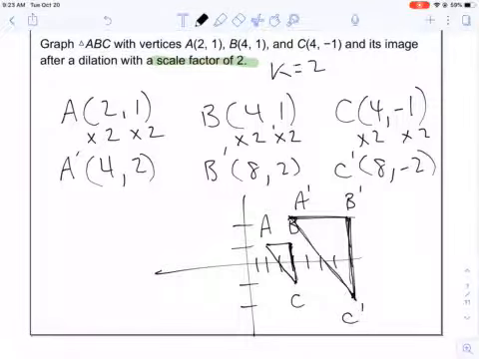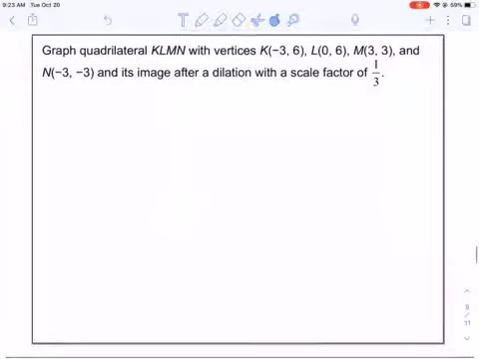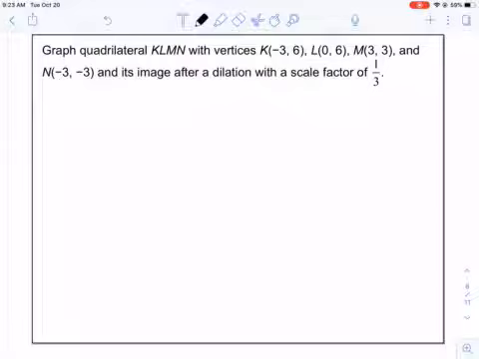So what happened? Well, it looks like our picture got bigger, which makes sense because if k is 2, this is an enlargement. So when we're trying to do a dilation, we're just going to multiply all of the points times k, and then graph it to see what happens. So that's what an enlargement does. How about a reduction? Let's see what happens here. My k is 1 over 3.